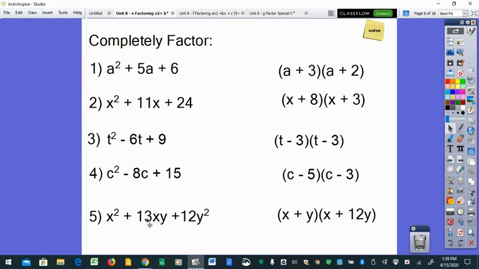And remember that these are all multiplied. So the order, xy versus yx, is the same thing by the commutative property of multiplication. And then finally, y times 12y would give you 12y squared. So what we've just done is factor quadratic trinomials where the c is positive.